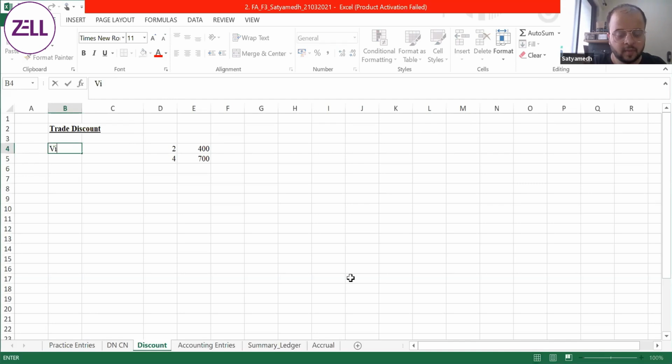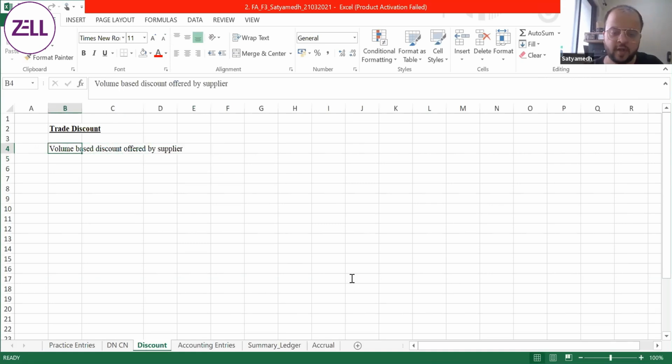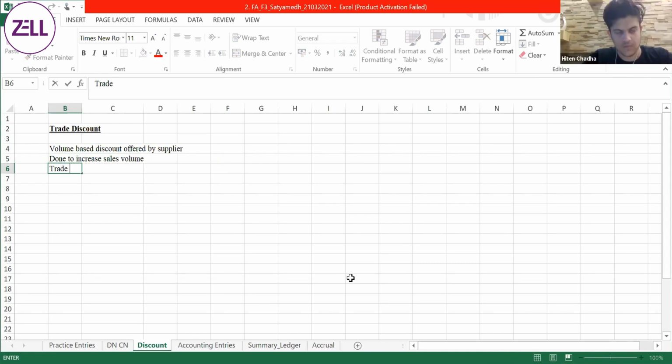If I were to put it simply, trade discount is a volume based discount offered by the supplier, done to increase sales volume.